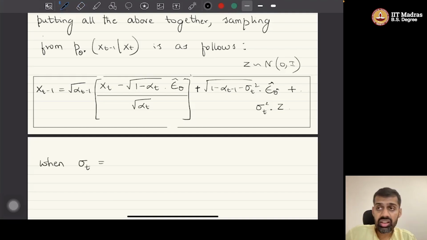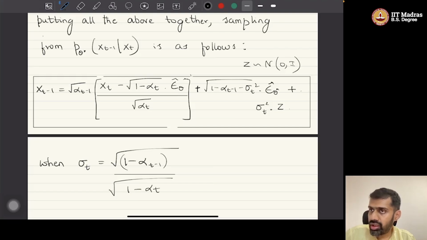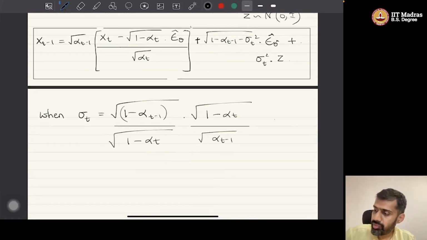sigma t, which is the family of parameterized vectors that we have taken, is given by this particular formula: root of 1 minus alpha t minus 1, divided by root of 1 minus alpha t, times root of 1 minus alpha t divided by root of alpha t minus 1. If you take this particular value of sigma t, the above forward process or above random process reduces to DDPM.